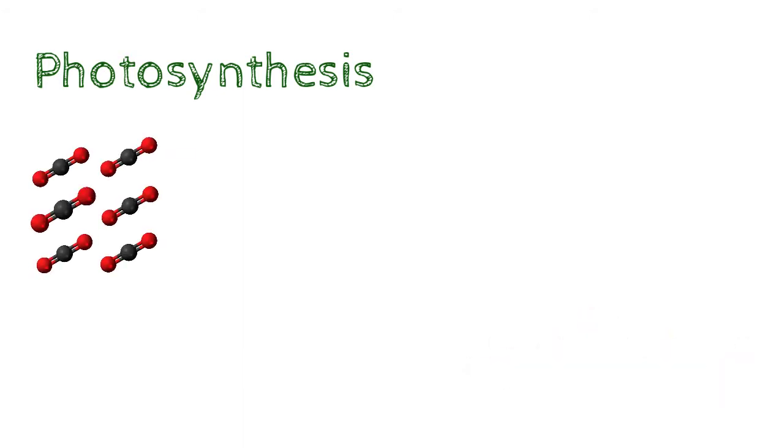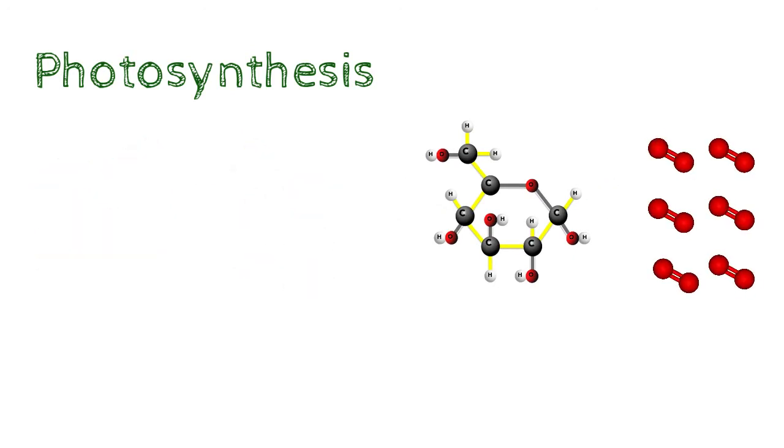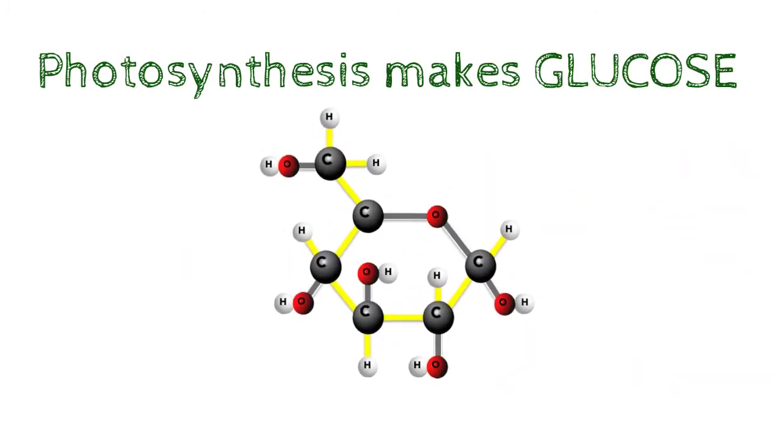It takes 6 molecules of carbon dioxide and 6 molecules of water to make 1 molecule of glucose and 6 molecules of oxygen. The glucose that is made is used by the plant to grow or for energy, but the oxygen is released into the atmosphere. The whole point of photosynthesis is to make glucose.